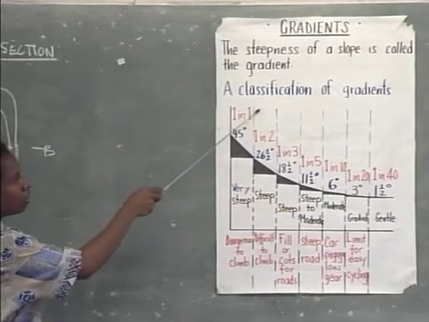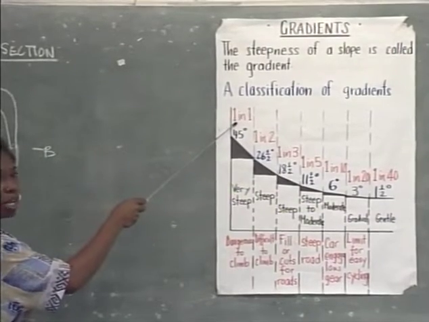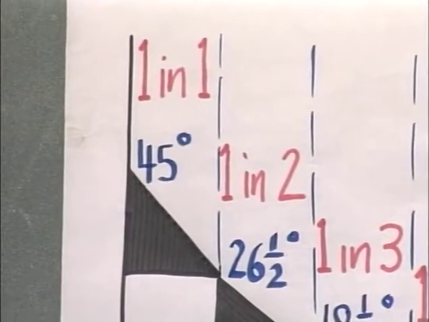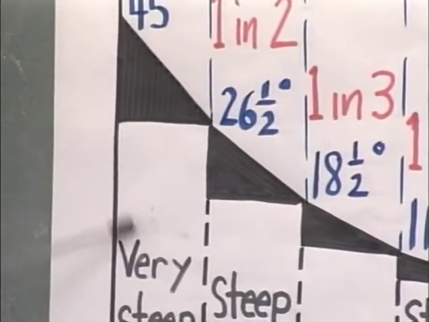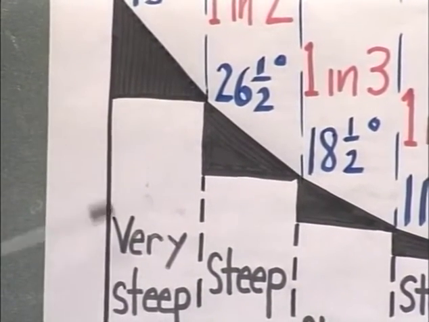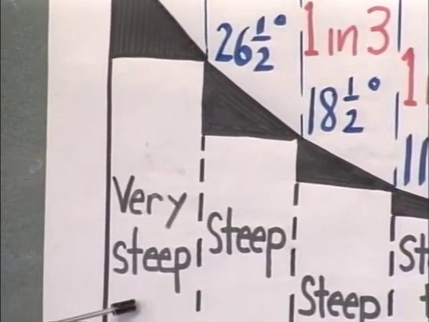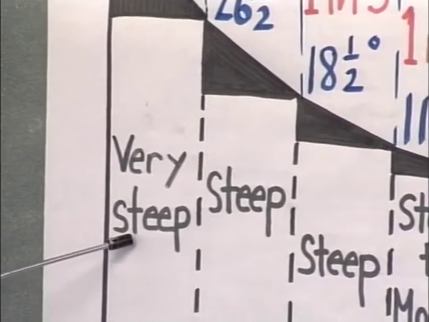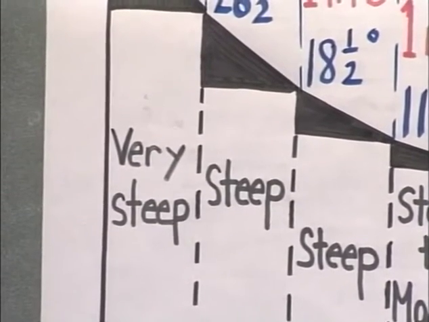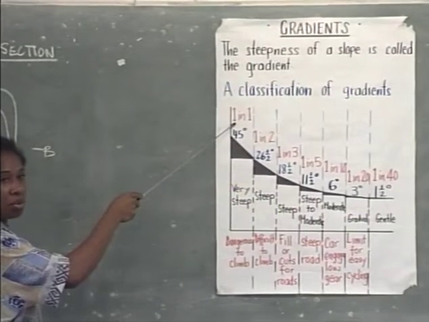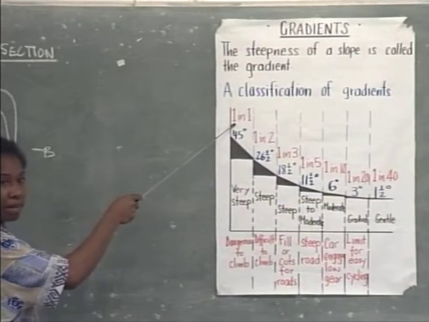When you have calculated a gradient and you end up with 1 in 1, it simply means the slope of that particular area is a very steep slope. You have a very steep slope if you calculate the gradient and find that for every 1 meter you go across, there is a rise of 1 meter.